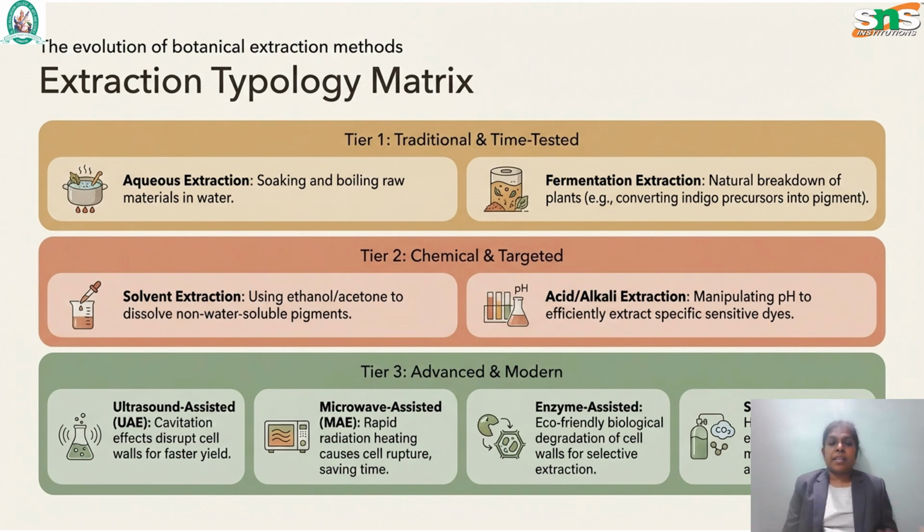But when we use advanced and modern extraction methods, we make use of ultrasound, microwave, enzyme-assisted extraction, supercritical carbon dioxide, etc., to rupture the cell wall. Our aim is to break down the cell wall, release the pigment, and make use of the color. For that, we can use traditional methods like aqueous extraction and fermentation extraction, advanced methods like solvent extraction and acid alkali extraction, and more modern methods like ultrasound-assisted, microwave-assisted, enzyme-assisted, and supercritical carbon dioxide.